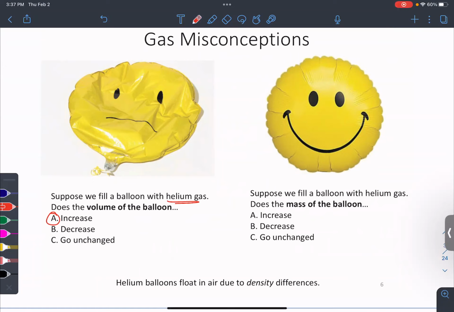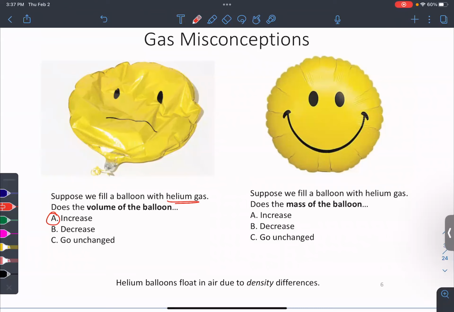All right, how does the mass of the balloon change? You fill up a balloon with helium. Yeah, this is tricky. What do we know about helium balloons? They float. Yes, but they float not because they lose weight, but because they're less dense than air.